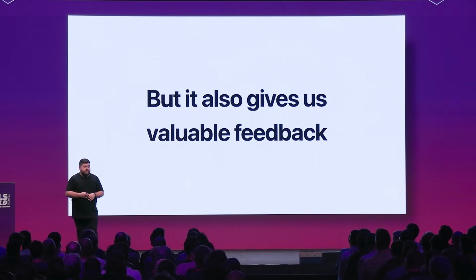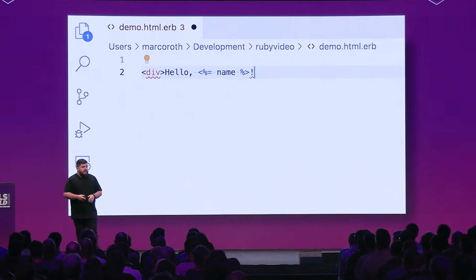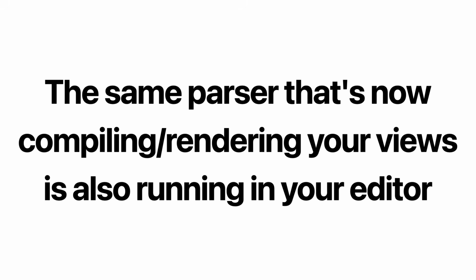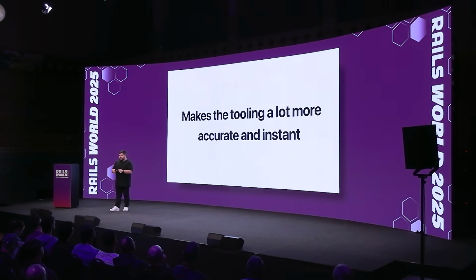And this gives us valuable feedback also in our editor now, because what's running in your editor here is the same parser and engine that's actually rendering and compiling the template at the end. So this is very much accurate, more accurate than what we would have if that's not the case. Which also makes it more instant because you can just run it in your editor and see that something is wrong about it without even trying to open it in the browser.